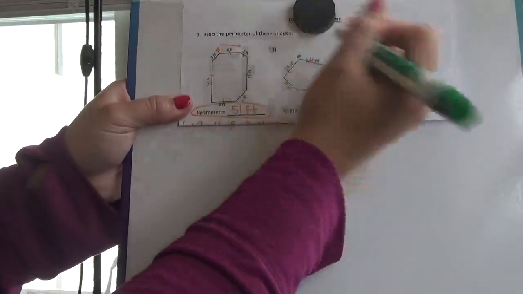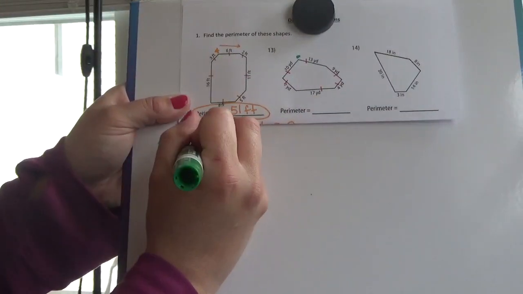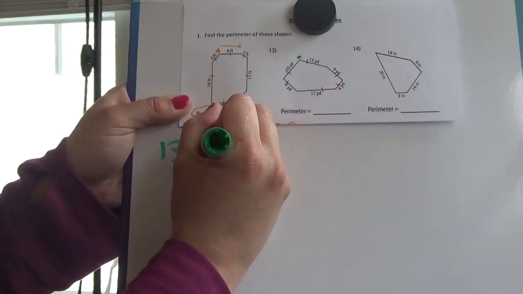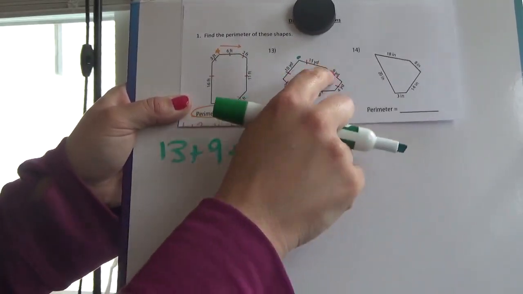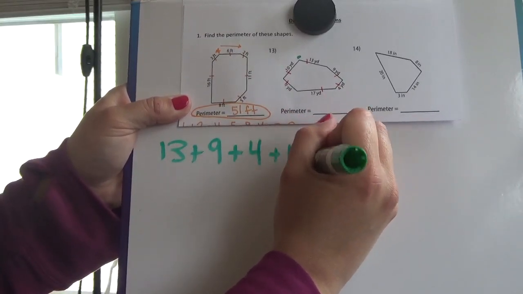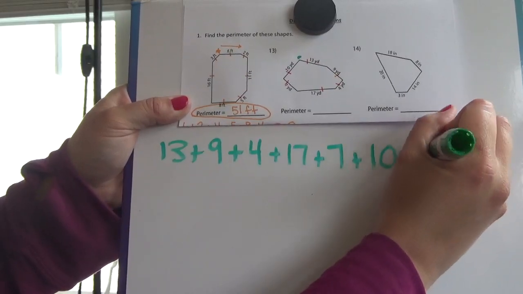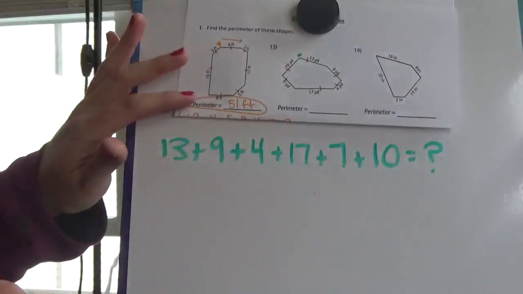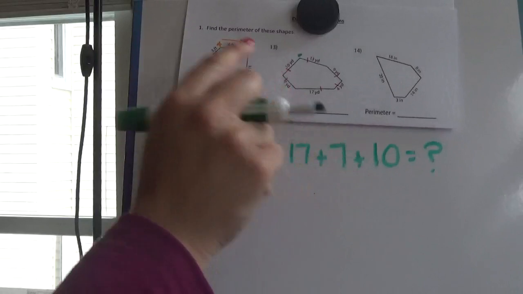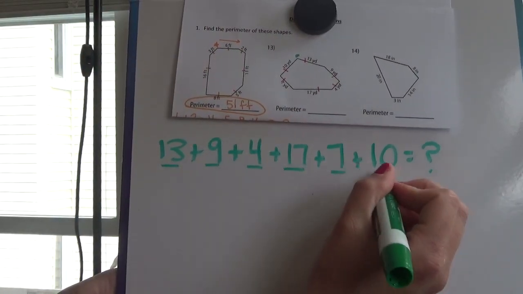So if this is my starting point, my first side is 13, my next side is 9, and we're talking about yards for this shape. The next side is 4, and then 17, and then 7 and 10. And if I did this correctly, I'm going to have 6 numbers that I added together because I have 6 sides in this shape. 1, 2, 3, 4, 5, 6.